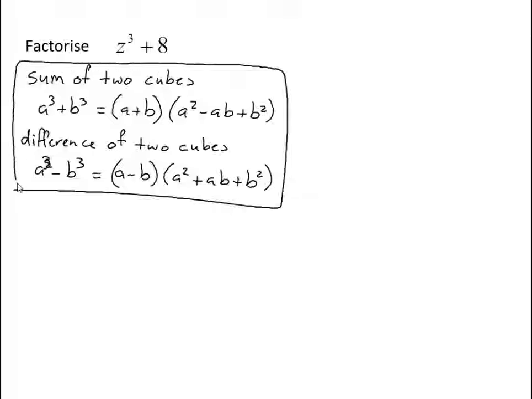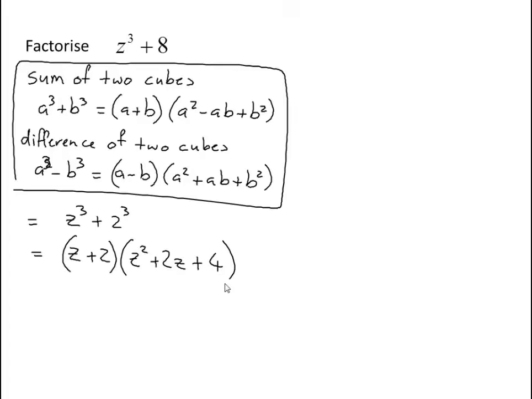When you look at these two rules, you'll notice there's a pattern. They both follow exactly the same pattern. The only difference is in the placement of the minus sign, the negative sign. With the difference of two cubes, the negative sign is at the front in the first bracket. With the sum of two cubes, the negative sign is in the second bracket. So this is a sum of two cubes. I'm looking at z cubed plus 2 cubed. Z cubed plus 8 is the same as z cubed plus 2 cubed. So I'm just following the pattern. Z plus 2, and then it's going to be z squared minus 2z plus 4.